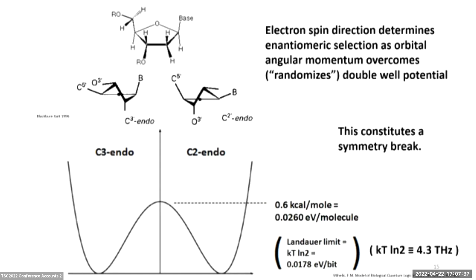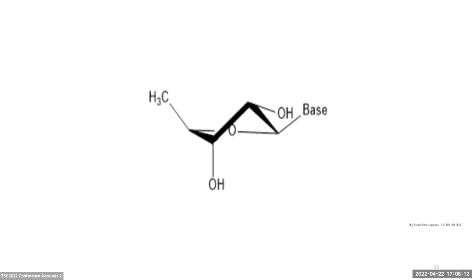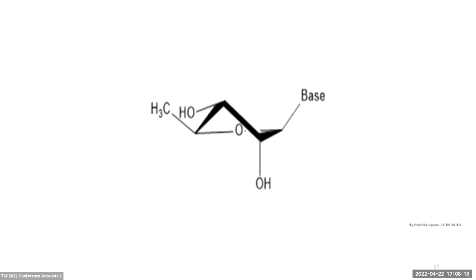of a deterministic bit. If you have less than kT natural log 2, which is 0.0178 electron volts per bit, if you have an energy barrier of less than that, separating a double well potential, you cannot have a deterministic bit. All you can have is a statistical relationship. And because of this energy barrier and this flip-flop between these C2 endo and C3 endo, that would have a quantum vibration of about 4.3 terahertz.